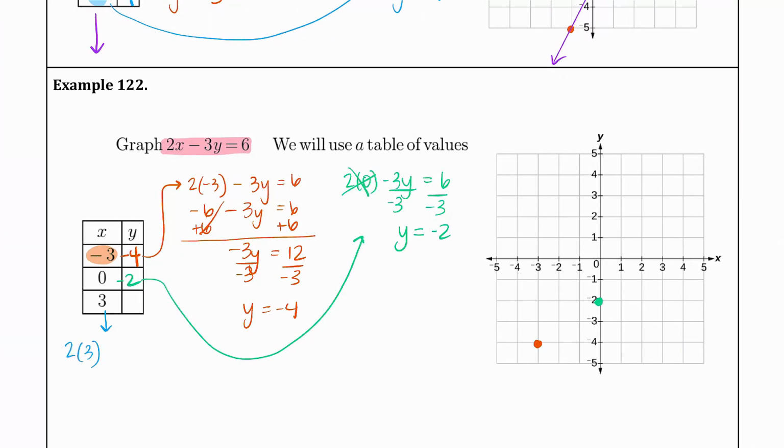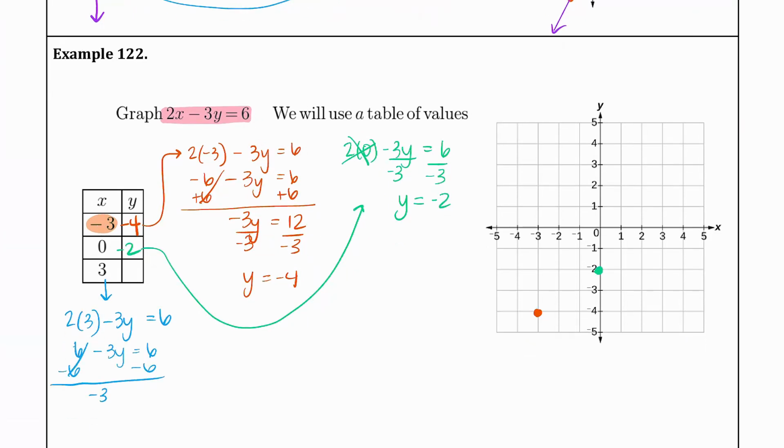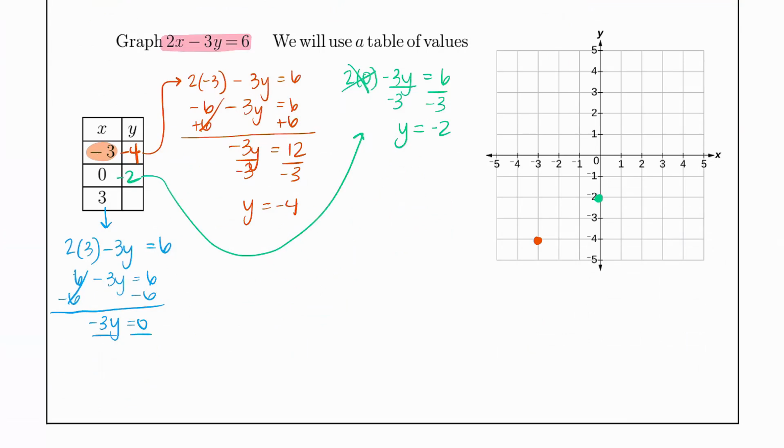And my last one, if we plug in a 3 for our x, we're going to get 2 times 3 minus 3y equals 6. 2 times 3 is 6, minus 3y equals 6. We can move that 6 to the right side, and I get -3y equals 0. If we divide both sides by -3, 0 divided by anything gives me 0. So my last ordered pair is 3, 0. It's going to be right here.